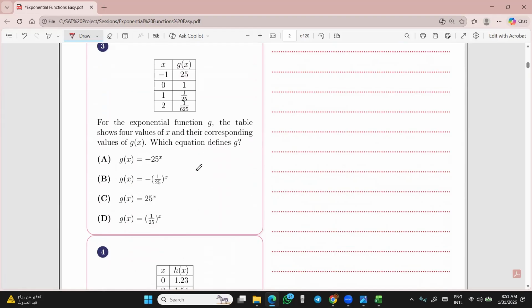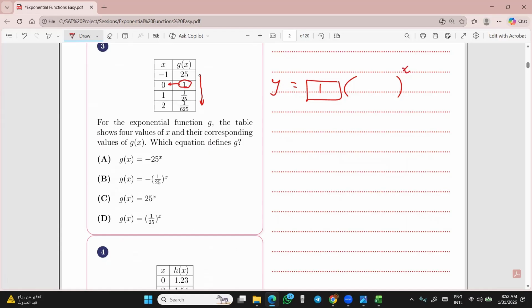Here we have another table, and also we have 4 options for the exponential function g. The table shows 4 values of x and their corresponding values of g of x. Which equation defines g? So here the numbers are decreasing. If you look at this, 25 became 1, became 1 over 25. So decreasing. Decreasing means the number that comes between the parentheses should be less than 1, or 1 minus something. So here, what is the beginning? I mean, y is equal to something here. This thing should be always the number with the 0, so 1. And of course, 1 times anything is the same thing, and the exponent is x.